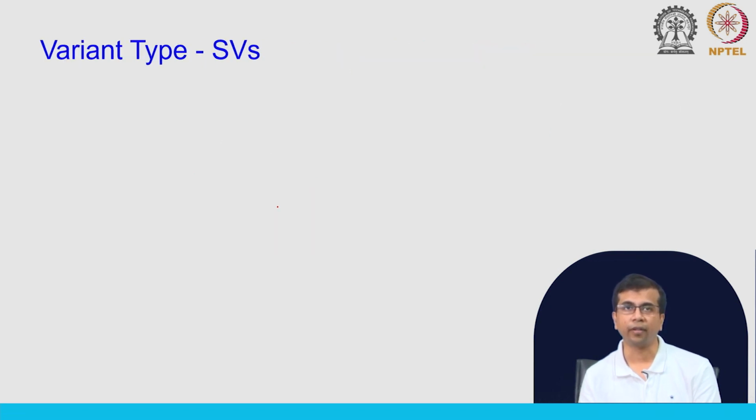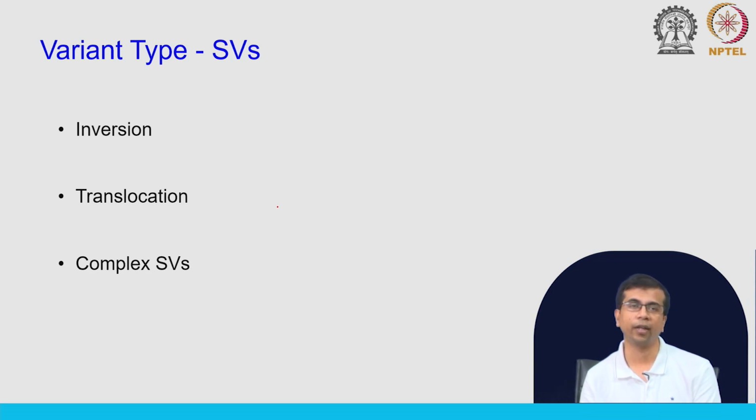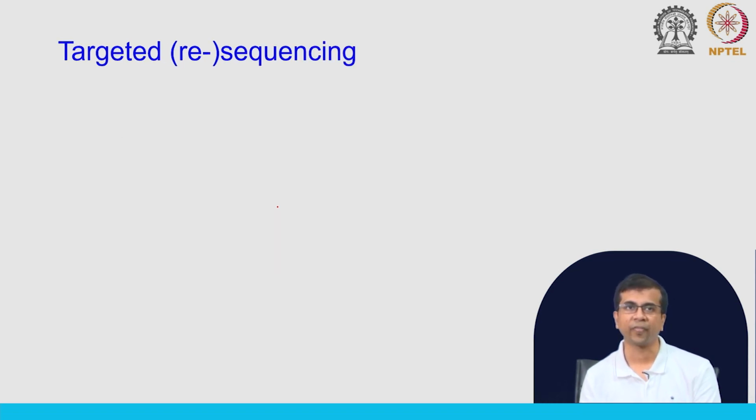Then you have different SVs, right. So, we will talk about them later on, not in this class. Inversion, translocation and complex SVs, right. So, complex SVs are actually a combination of these copy number variations and the other types of SVs. Okay. So, this we will discuss in the next classes.